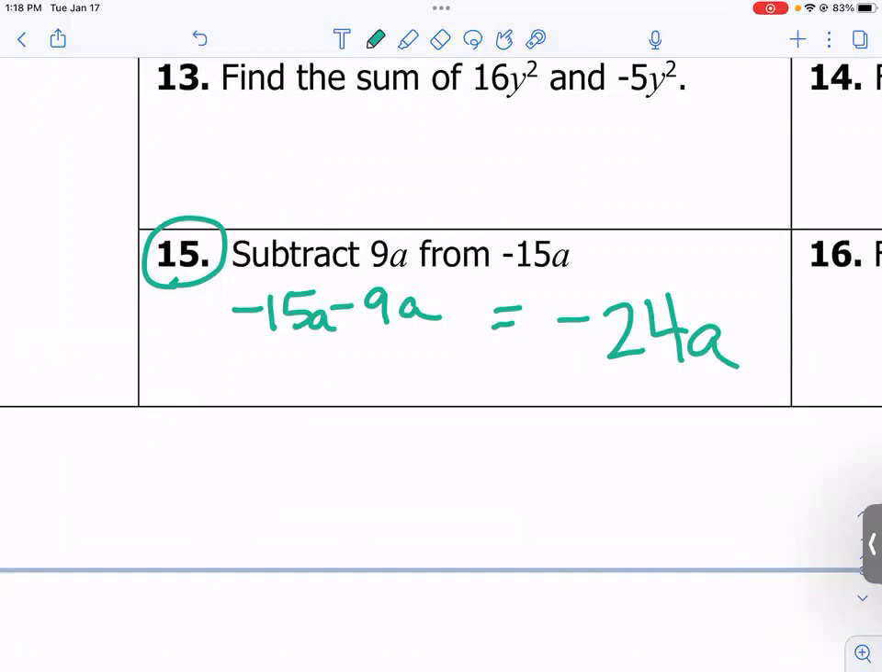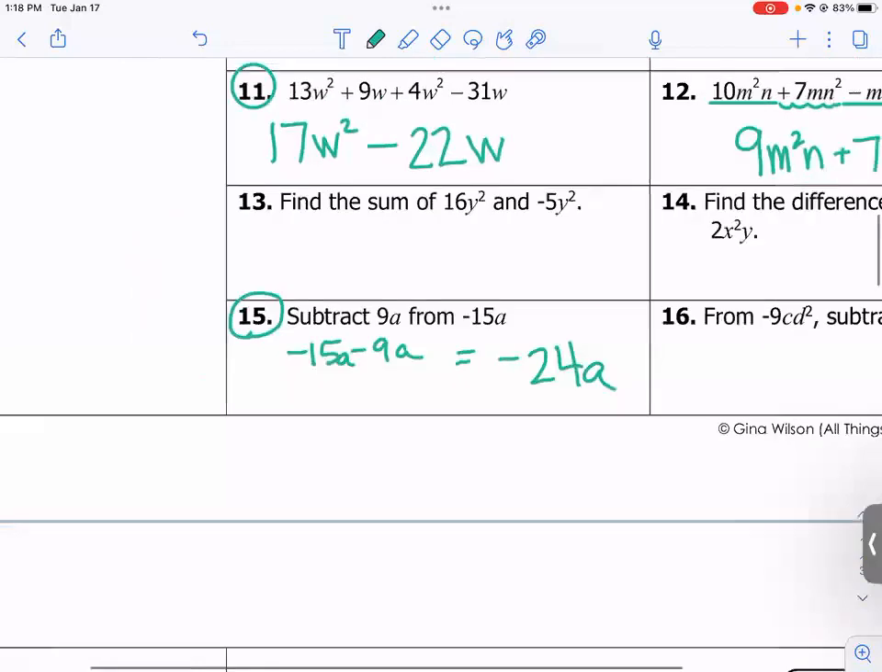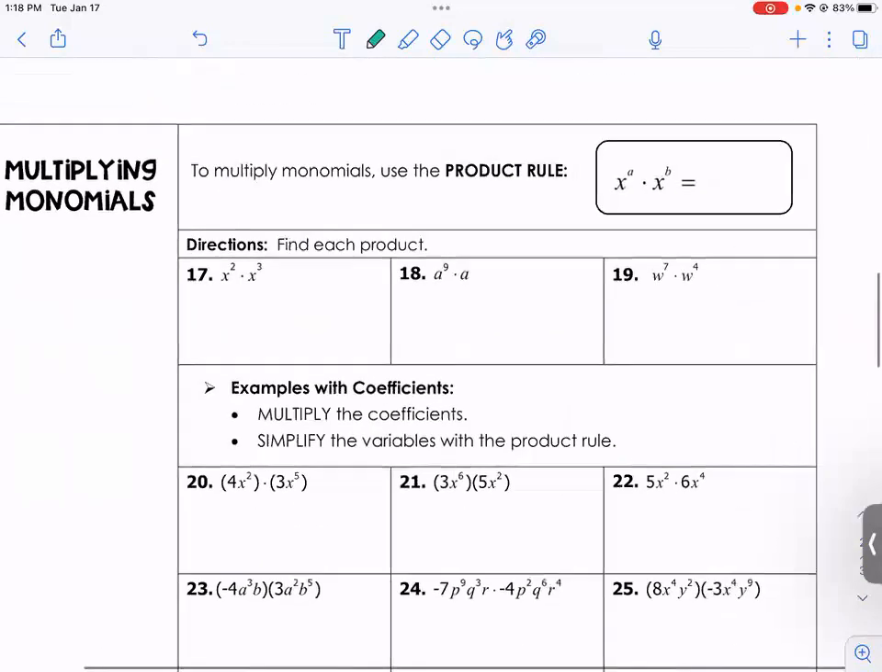Okie dokie. We went from like super excited to like pretty. Oh, I think there is. All right, next page.